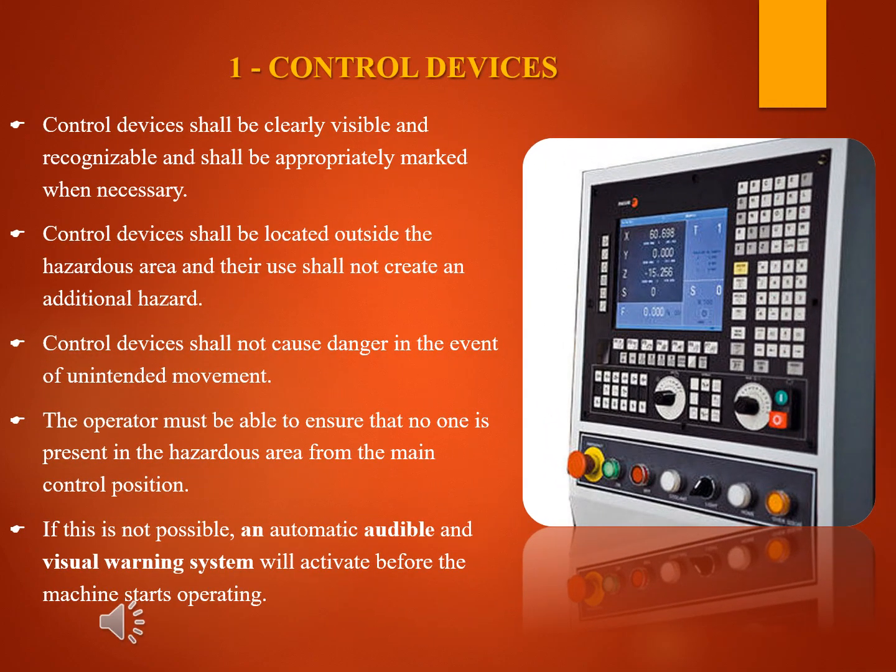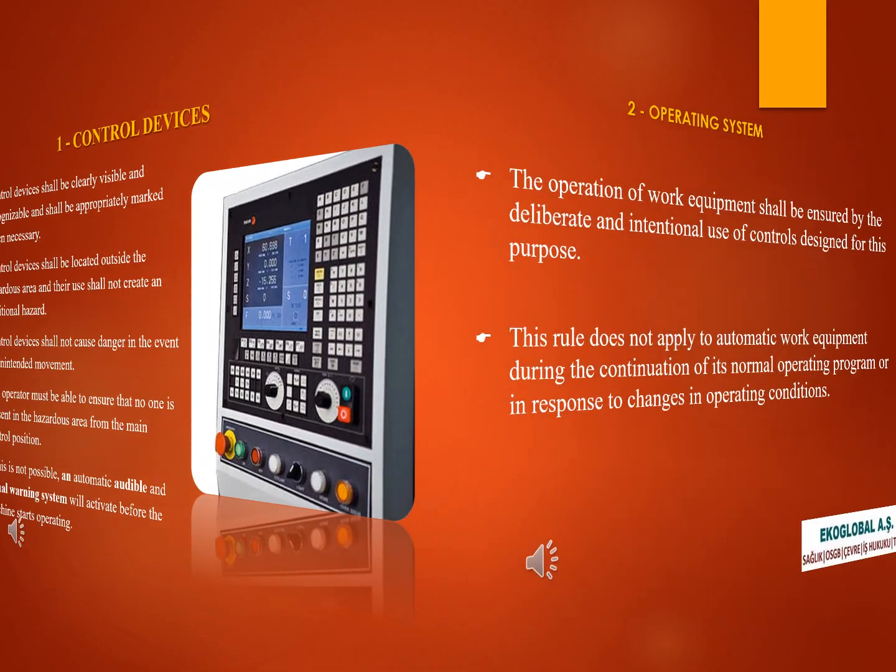Control devices shall be clearly visible and recognizable and shall be appropriately marked when necessary. Control devices shall be located outside the hazardous area and their use shall not create an additional hazard. Control devices shall not cause danger in the event of unintended movement. The operator must be able to ensure that no one is present in the hazardous area from the main control position. If this is not possible, an automatic audible and visual warning system will activate before the machine starts operating.